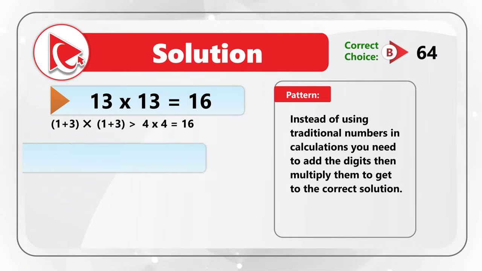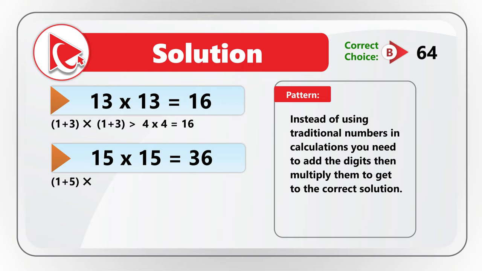For the second expression, you need to add in parentheses 1 plus 5, multiplied by another expression in parentheses 1 plus 5, which would be equal to 6 multiplied by 6, which would be equal to 36.